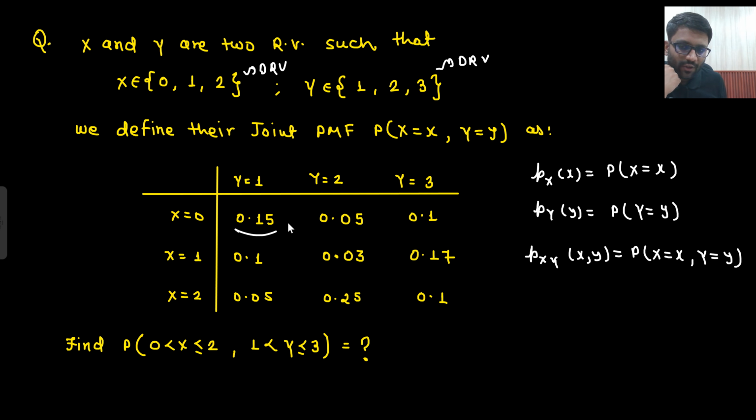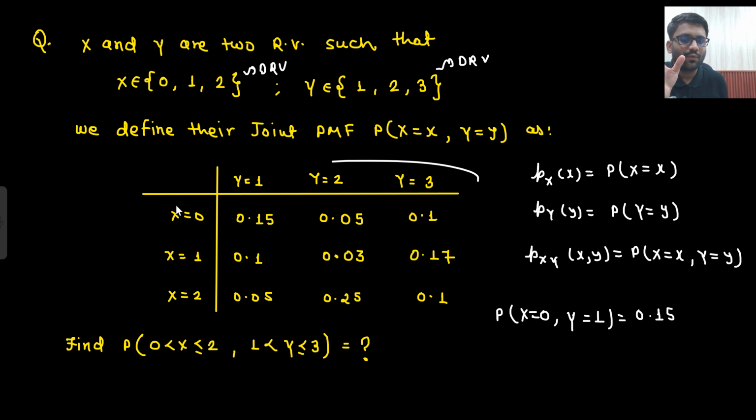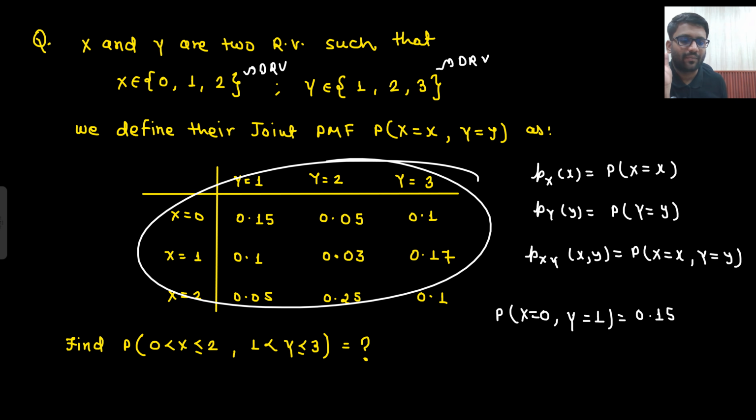So what do you think? What is the meaning of this 0.15? This 0.15 is coming with respect to X equals 0 and Y equals 1. So the probability that random variable X is taking value 0 and random variable Y is taking value 1 is equal to 0.15. I am just telling you the meaning of this table. We are not solving the problem.